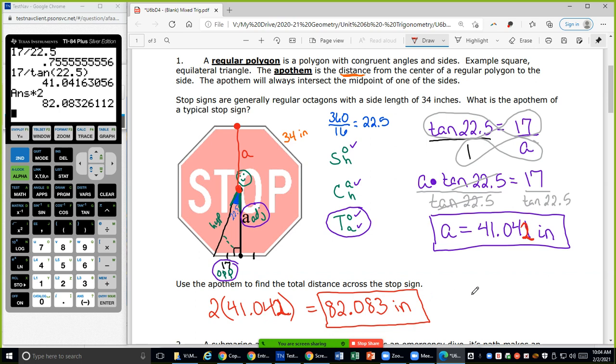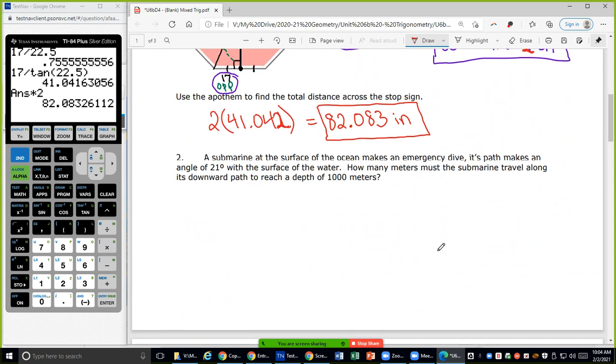Okay. Hopefully that helped with that one. We have more examples that we're going to do, but this video is already a little on the long side, so come on back for this next video. We're going to look at a submarine at the surface of the ocean making an emergency dive. Okay, so we're going to sketch that picture to figure out how many meters the submarine is going to travel along its path.